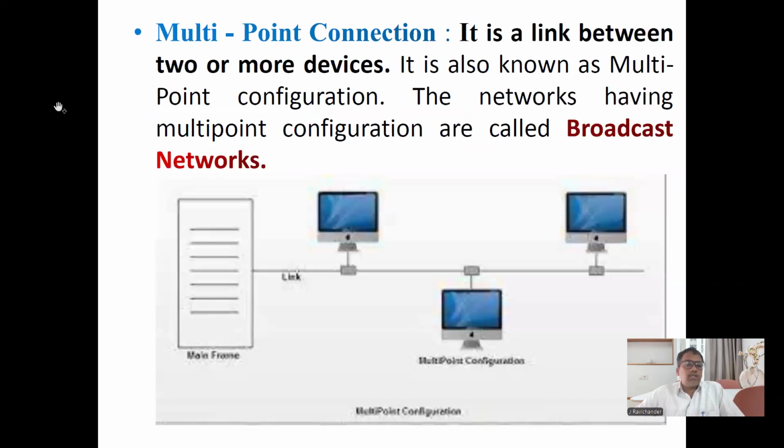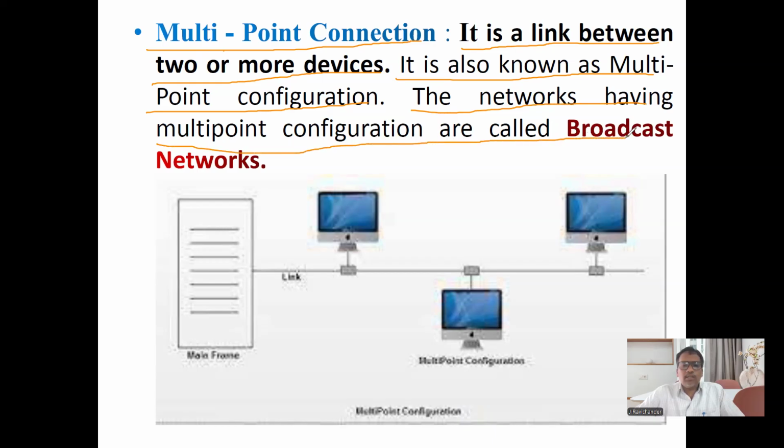Now, multi-point connection. It is a link between two or more devices. That is called multi-point connection. It is also known as multi-point configuration. The networks having multi-point configuration are called broadcast networks.